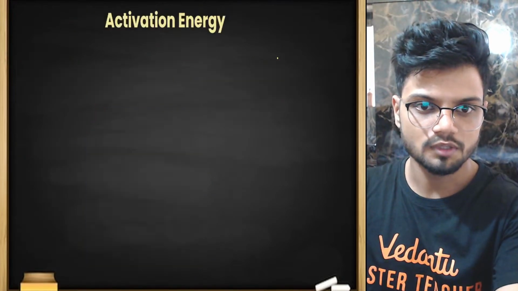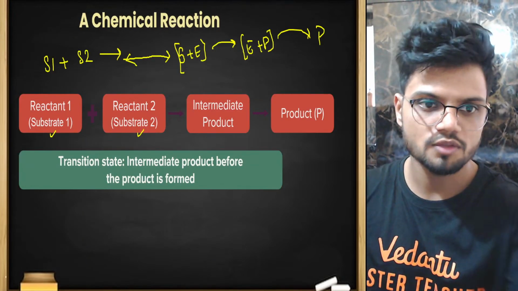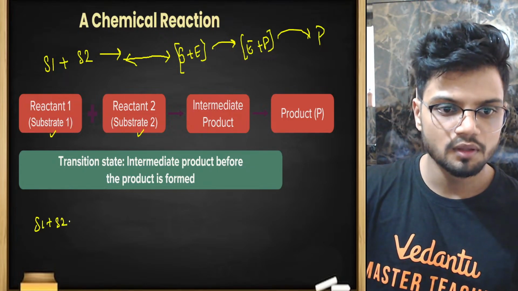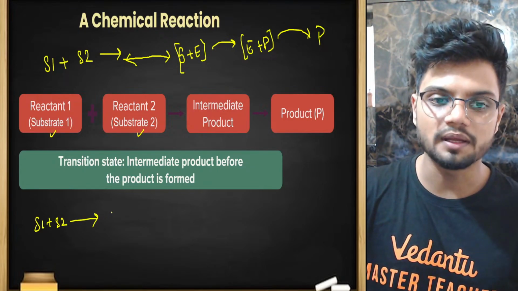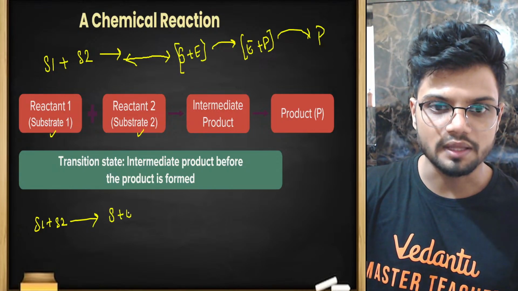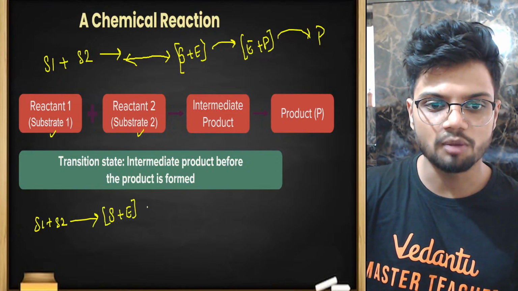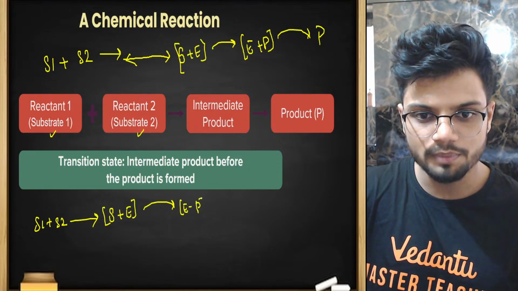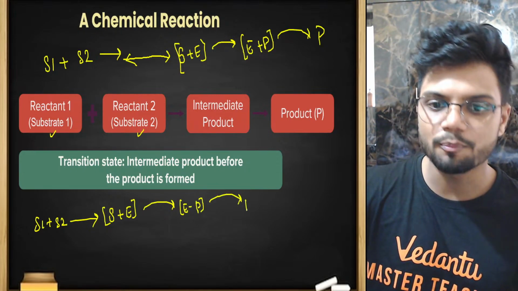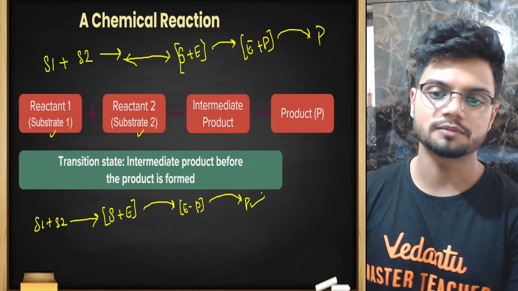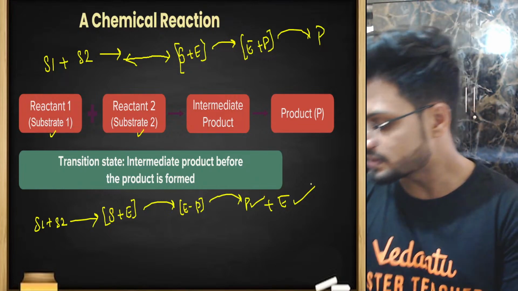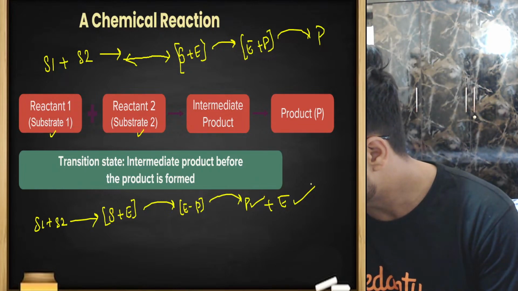Okay. Now see here what we learn. So what do we have? Substrate 1 plus substrate 2. In the presence of enzyme, what is happening? Substrate is forming a bond with enzyme. Enzyme substrate complex gets converted to enzyme product complex. Then we end up getting the product, plus enzyme is coming out. Plus enzyme is removed outside.